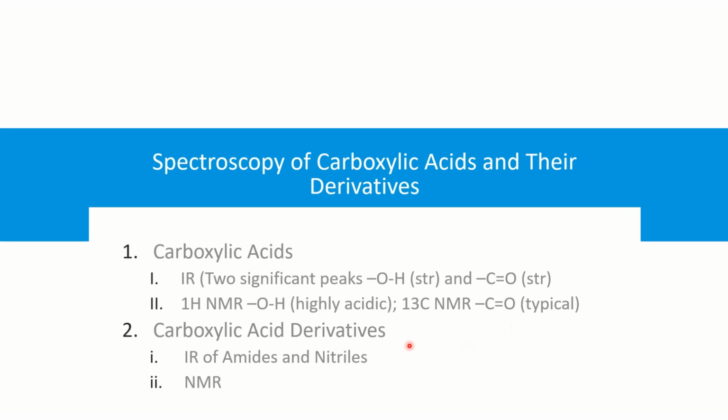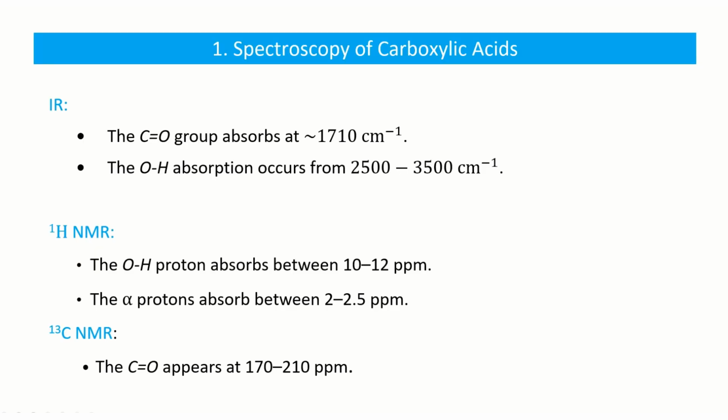Carboxylic acid derivatives we will review are amides and nitriles. So, as stated, in the infrared, the carbonyl group of course absorbs at around 1700, and the OH is really broad at 2500. The proton, you can see, is deep, at 10 to 12 ppm.